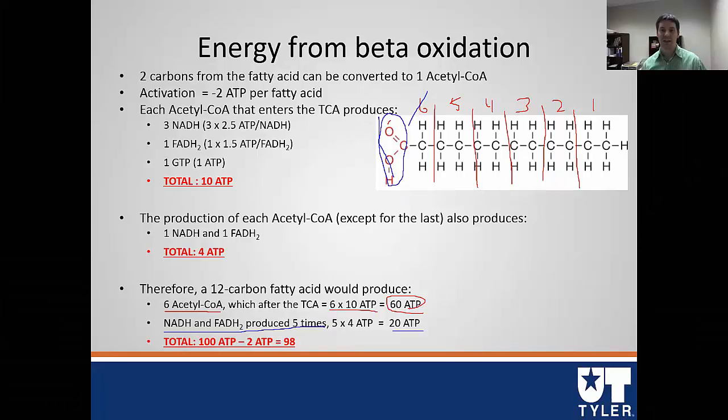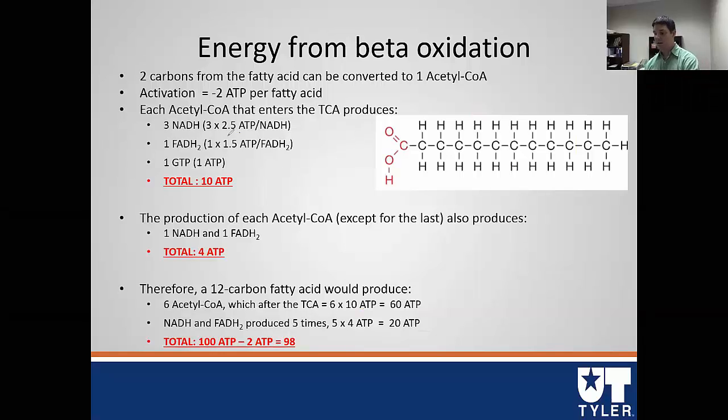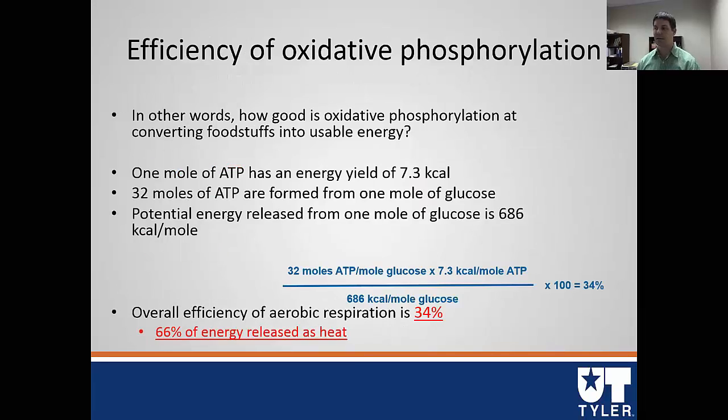So the very last slide is just to kind of show you the coolness of physiology, right? And this may not make any sense whatsoever to you at first, but here's an idea: how efficient is oxidative phosphorylation? In other words, how good are we at converting food into usable energy, right? Here's just some numbers to let you know. You don't need to memorize these numbers. I think this is just cool physiology.